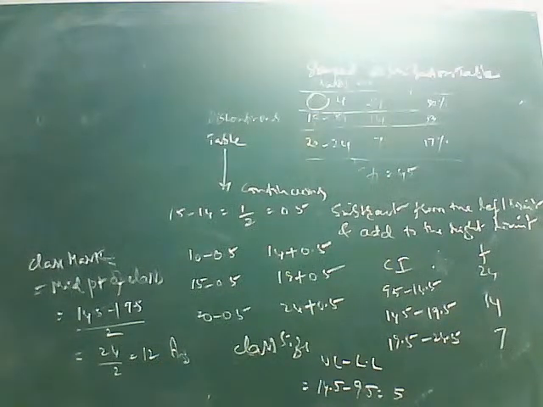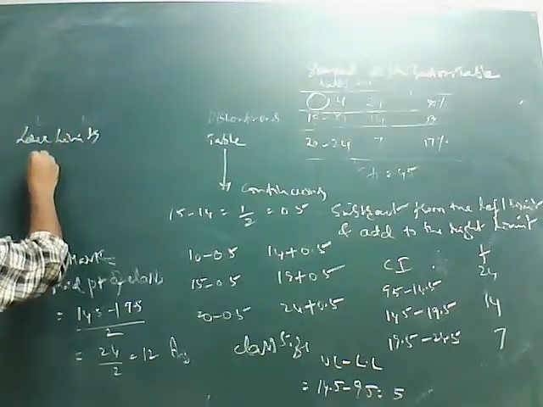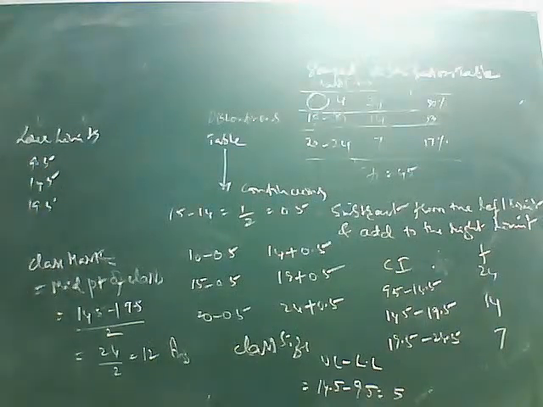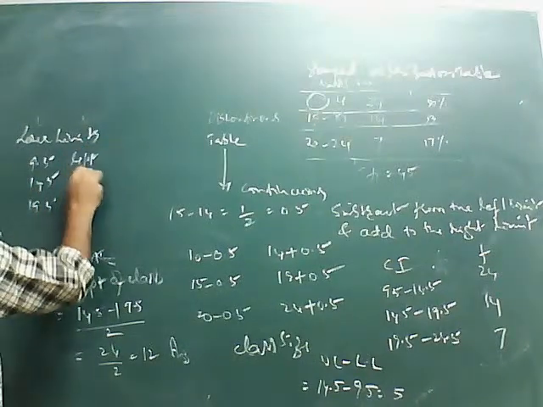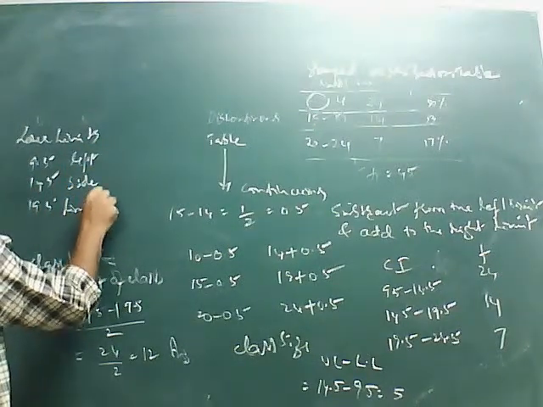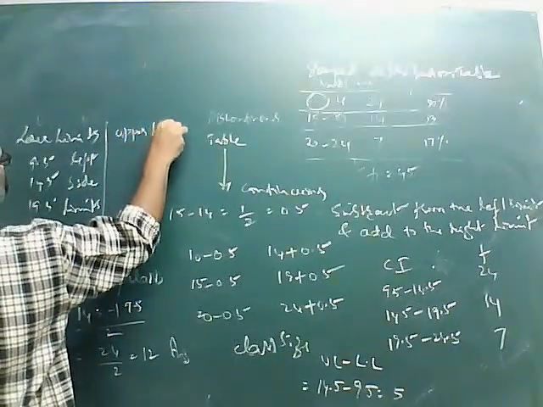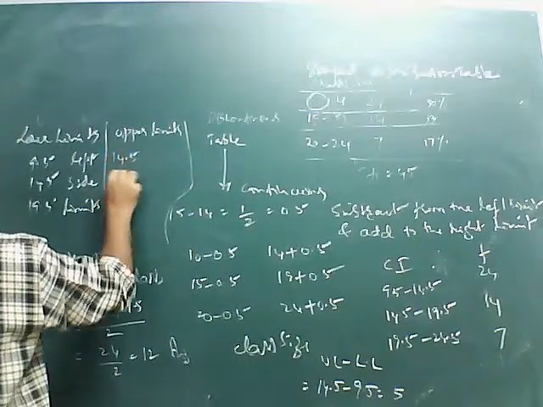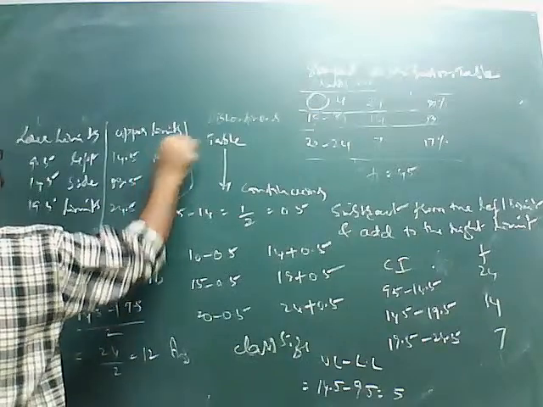Same class mark and same class size as earlier. And what are the lower limits? The lower limits are 9.5, 14.5, 19.5. These are the left side limits. What are the upper limits? These are 14.5, 19.5 and 24.5. These are called the right side limits.